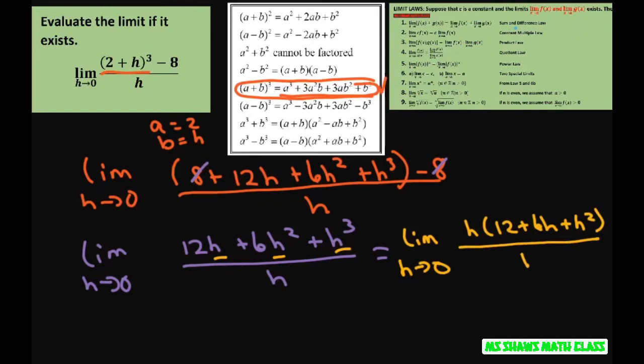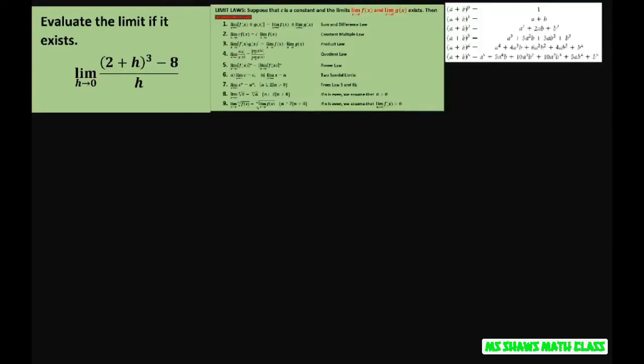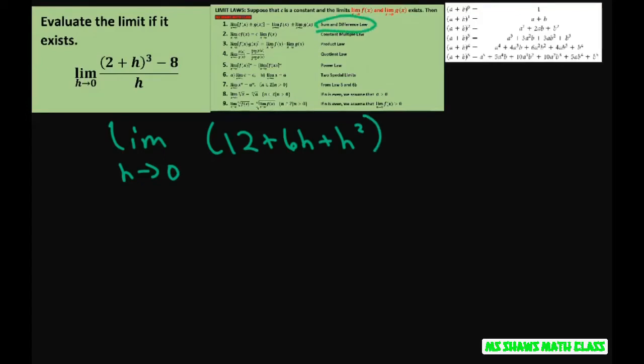divided by h. Okay, so now the h's will cancel, you're going to end up getting the limit as h approaches 0 of 12 plus 6h plus h squared. Now, if you want, you could go ahead and use your sum and difference law, but it's just as easy, since we've been doing this a while, just to plug in the zeros into the h's.